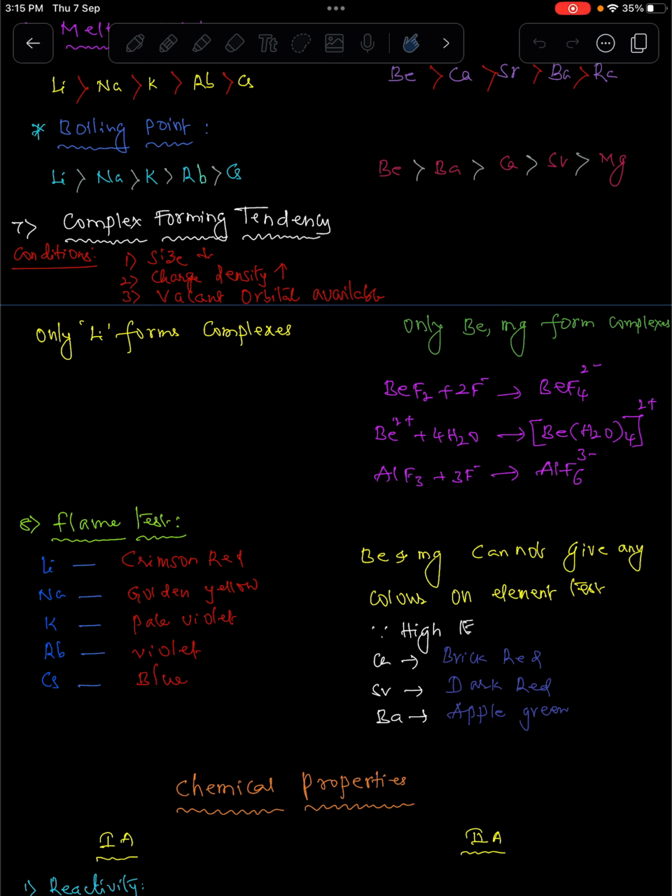Coming to the second A group elements, beryllium and magnesium cannot give any color in the flame test. Means if you take the single elements, they are not giving any color, right? The reason for this is their ionization enthalpy is high. But calcium, strontium, barium belong to the second group elements, and they can give the characteristic colors. Calcium gives brick red color, strontium gives dark red, barium gives apple green color.